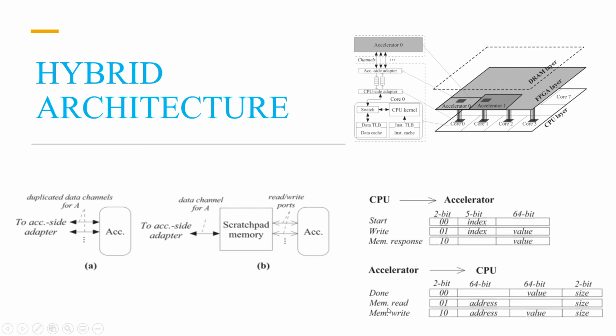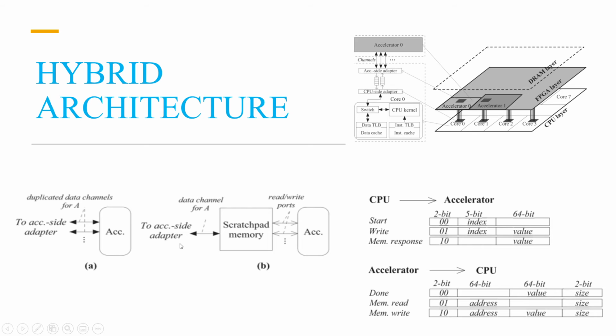Five is memory read, reading memory. The address and size fields correspond to the address and data size of the read operation respectively. Data size encoding is the same as above. And the last is memory write, writing memory. The address, value, and size fields of the packet correspond to the address, value, and the data size respectively. Data size encoding is the same as above.